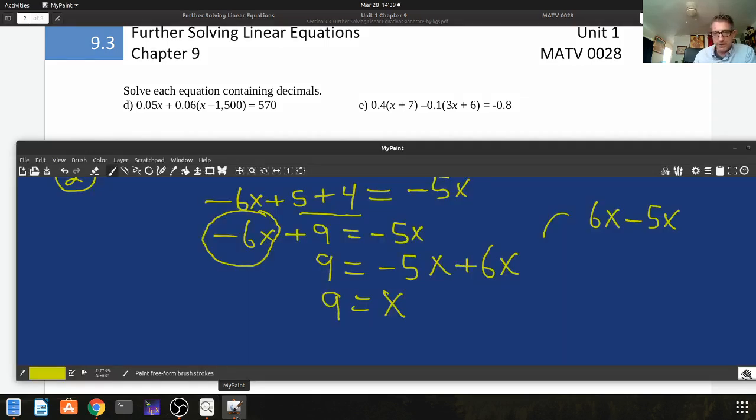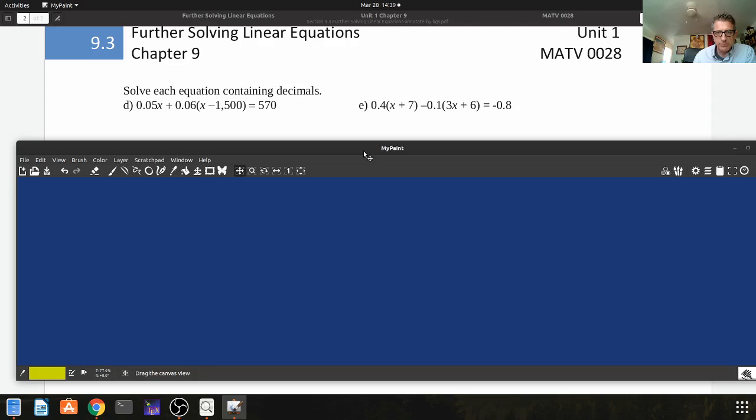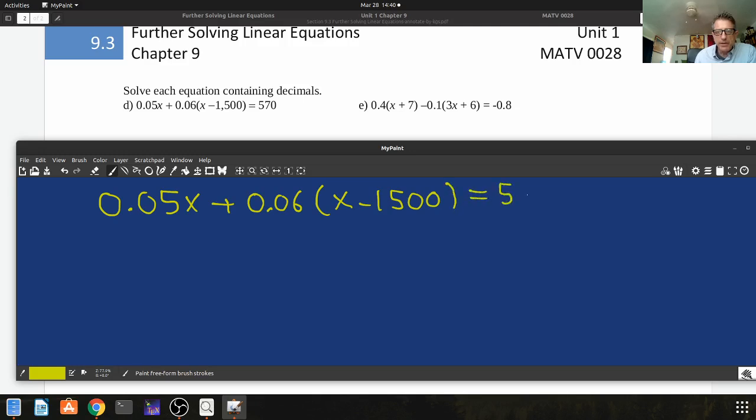So let me get a free space here. Okay. So we're going to do D, and I have 0.05x plus 0.06 x minus 1,500 is equal to 570.